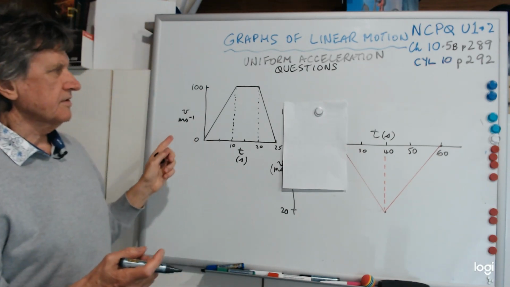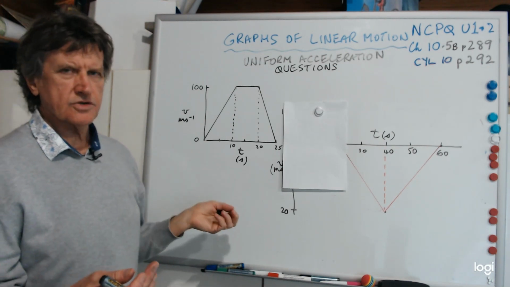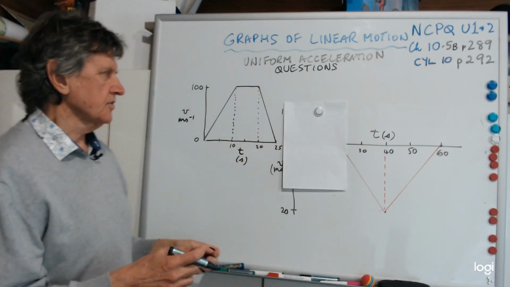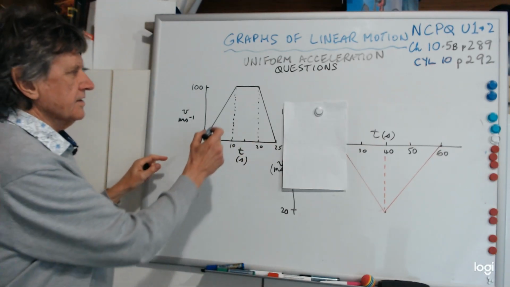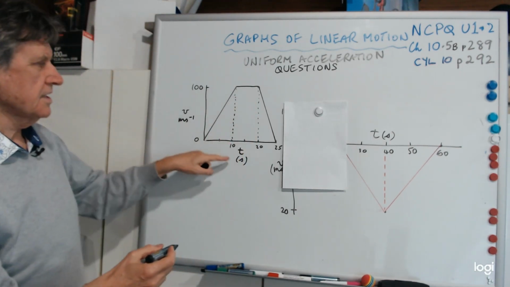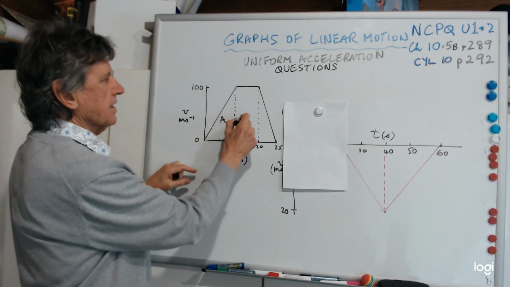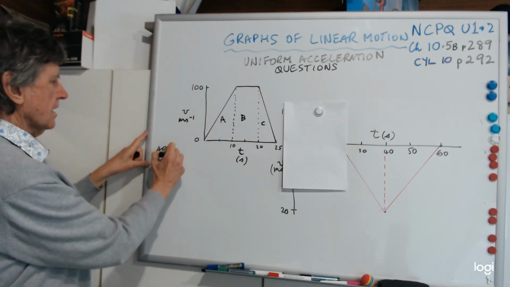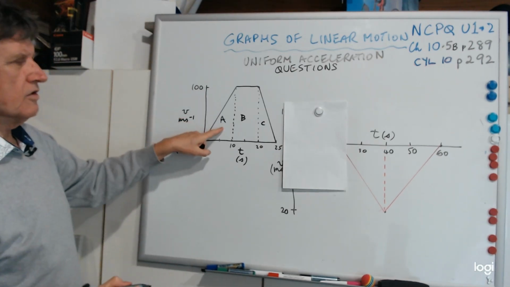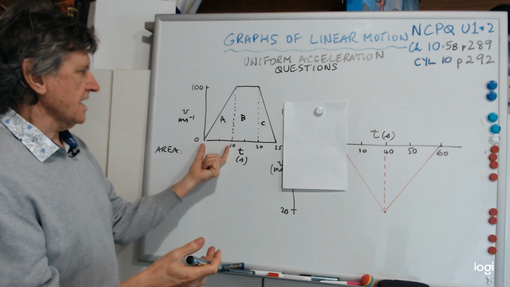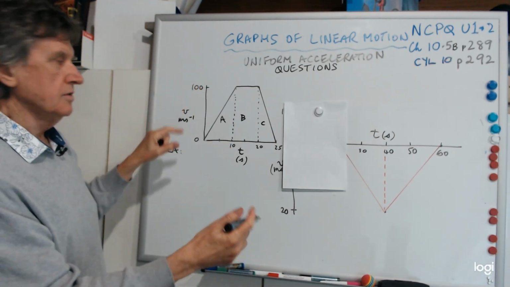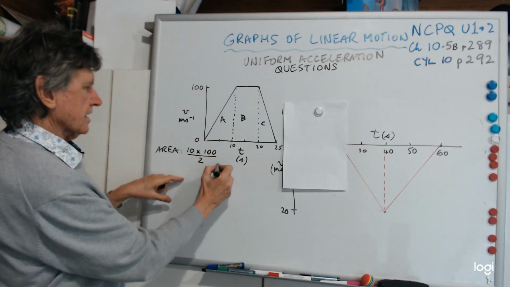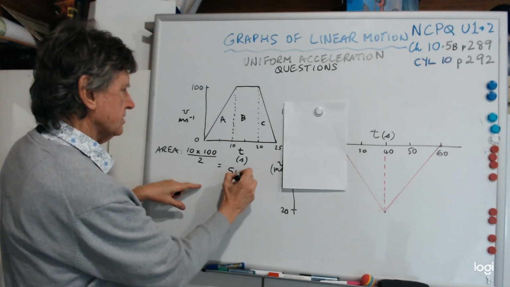Now a typical question for this would be to calculate the distance travelled and calculate, say, the acceleration for the different parts of the journey. Okay, let's have a look at the distance. Now the distance travelled is just the area under a VT graph. So I'm going to break this up into parts A, B and C, just to label it to make it easier. Now the area of A is base by height on 2. So it's 10 times 100 on 2, and that comes to 500 metres.